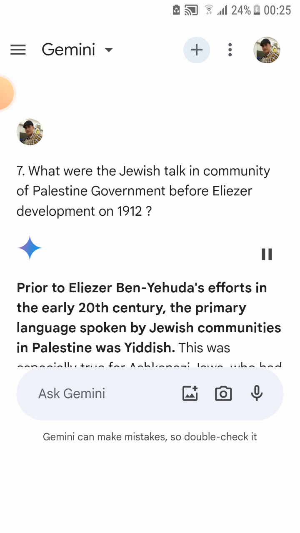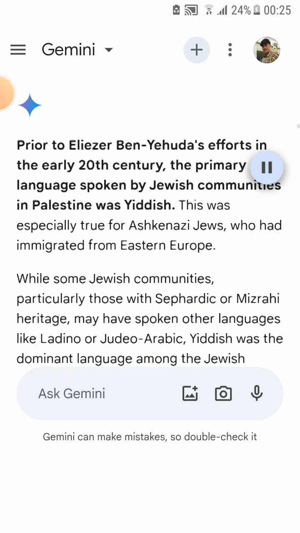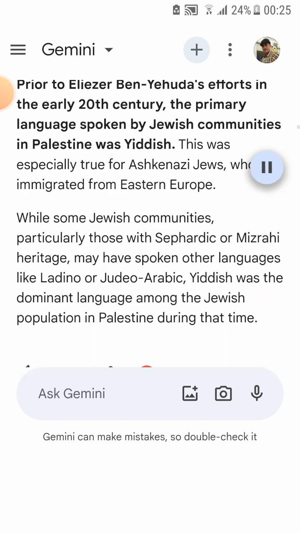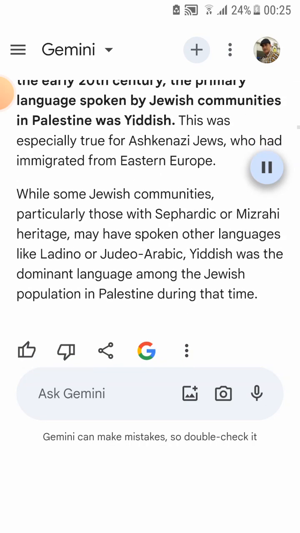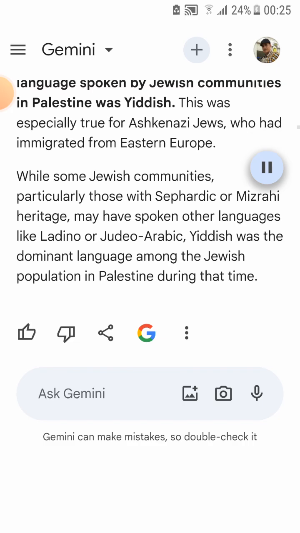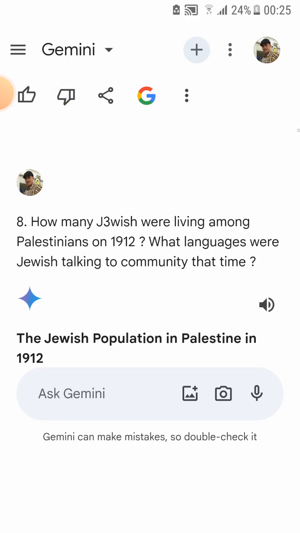Prior to Eliezer Ben-Yehuda's efforts in the early 20th century, the primary language spoken by Jewish communities in Palestine was Yiddish. This was especially true for Ashkenazi Jews, who had immigrated from Eastern Europe. While some Jewish communities, particularly those with Sephardic or Mizrahi heritage, may have spoken other languages like Ladino or Judeo-Arabic, Yiddish was the dominant language among the Jewish population in Palestine during that time.